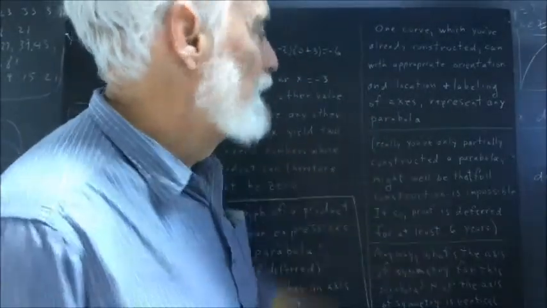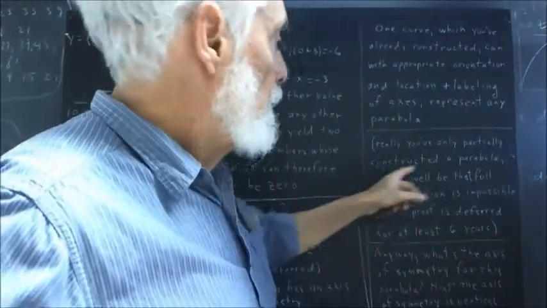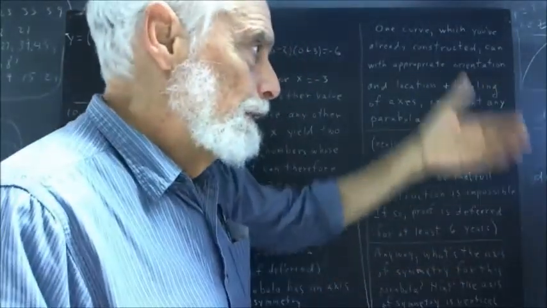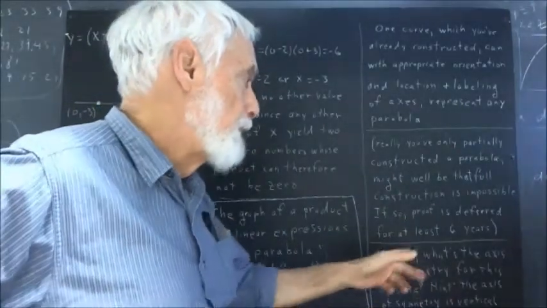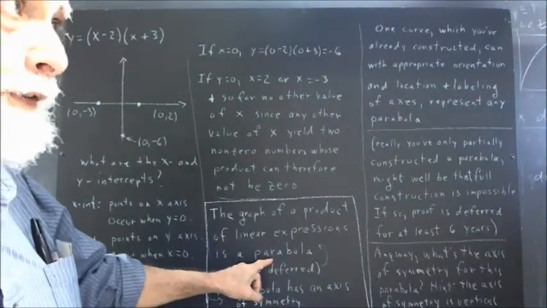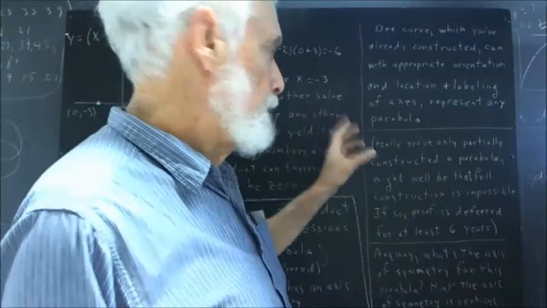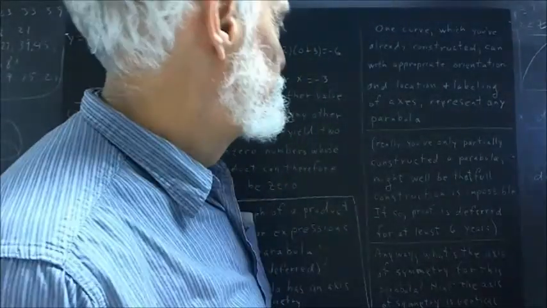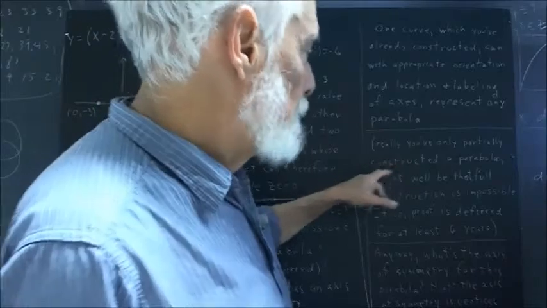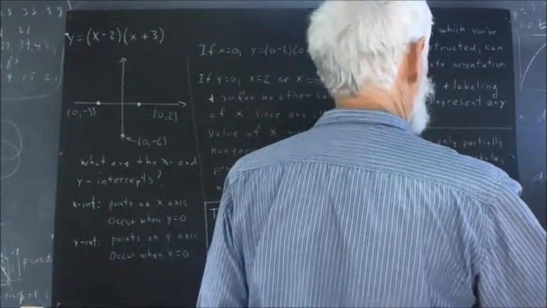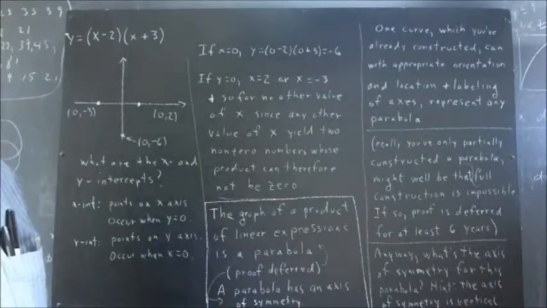Now, you've really not constructed the full thing. You've only partially constructed it. You've constructed a bunch of points that lie on a smooth curve that we assert is a parabola and that we could easily prove is a parabola once we know what the characteristics of a parabola are. So you've constructed a parabola in at least one way. You've only partially constructed it, though, and it might well be that the full construction of the parabola is impossible.